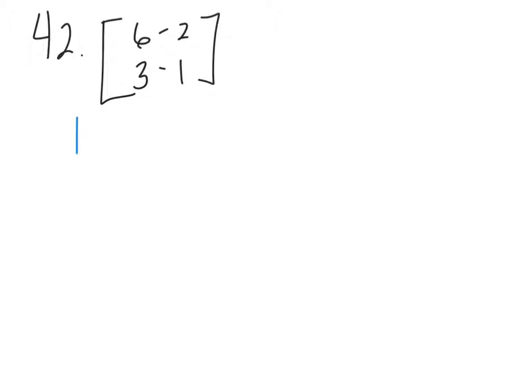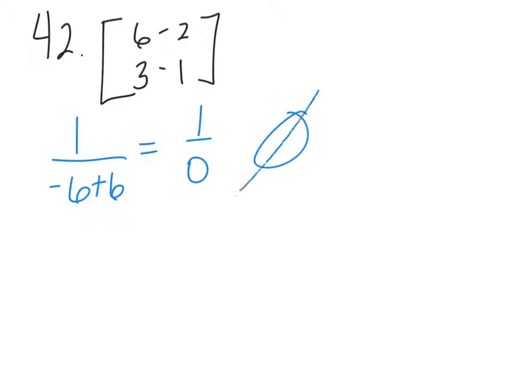So once again, we start out 1 over the determinant. So 6 times negative 1 is negative 6. Minus negative 6. Oh, Houston, we have a problem because division by 0 doesn't work. So this one does not have an inverse.